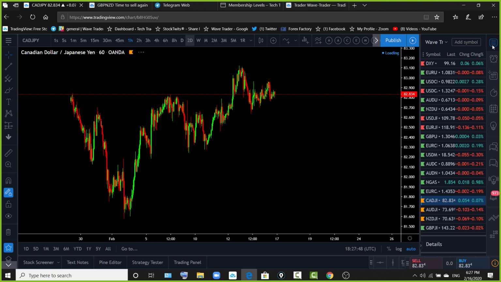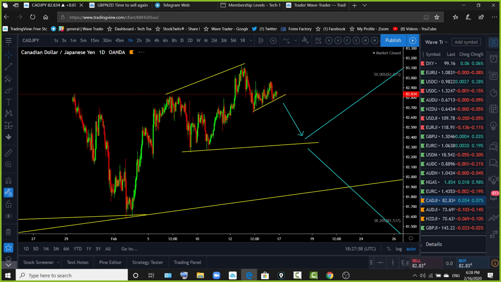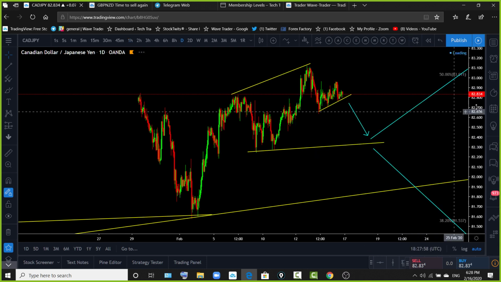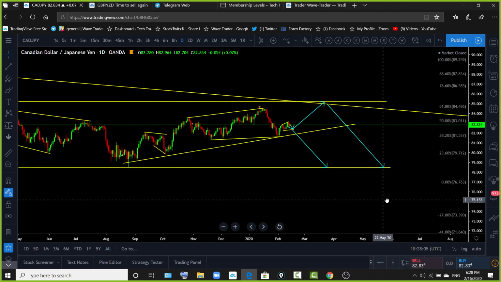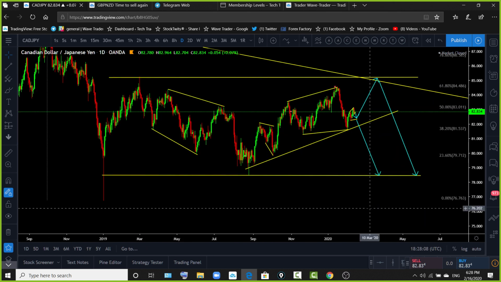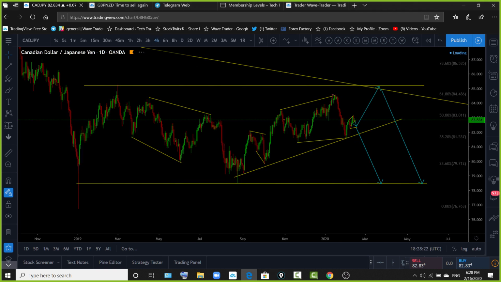CAD yen. Let's look at the CAD yen. That's our bigger time frame analysis now. We can still see price can test that bottom, or make a new high. One more move can happen. That was the last analysis. We were looking for CAD yen to continue to go lower. So let's go to the lower time frame.